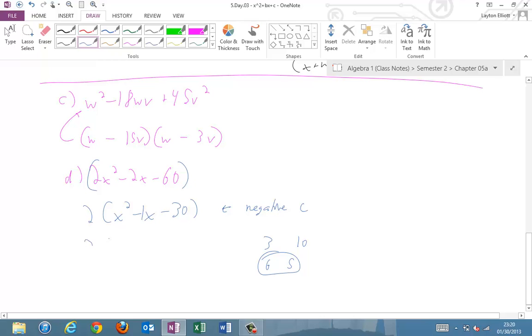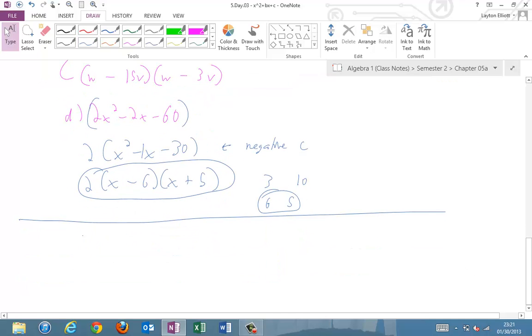So then I'm going to keep the 2 from before. I've got x, and I know it's going to be 6 and 5, so the question is, where does the negative go? Well, if I want the middle term to be negative, I got to put the negative with a larger number. I'm going to put it with a 6 and keep the positive with a 5. That's my factored form.